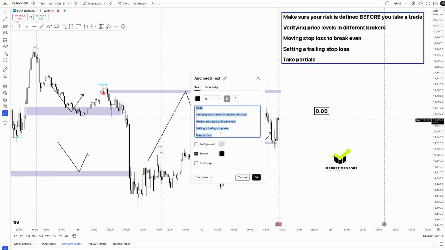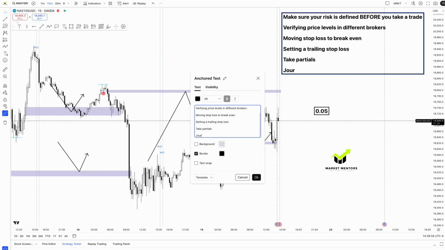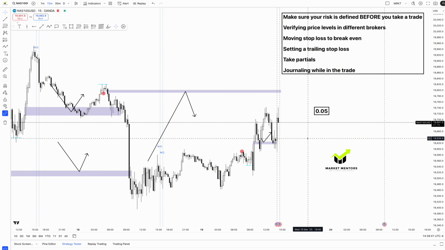So the next one would be, of course, part of the managing: journaling while you're in the trade. I always recommend journaling. The second you start seeing the trade form, I would start journaling, writing down what you're seeing, what you're feeling, and then once you actually get in the trade, just journaling what you're feeling. If it's a rapid, fast-paced trade and your emotions are all over the place, try to jot that down. That helps you manage the trade and your thought process, if not for that trade, then at least for the next trade when you go back and review it and see, okay, why did I think this?